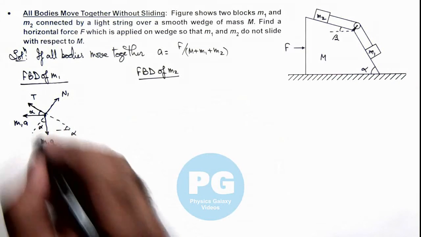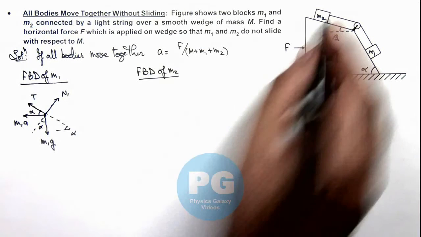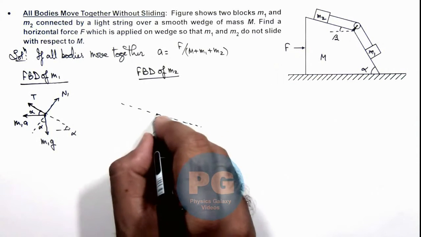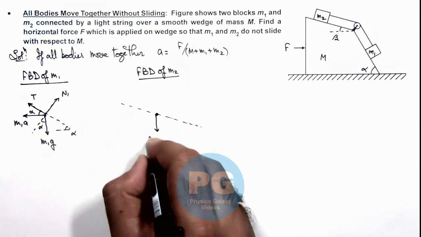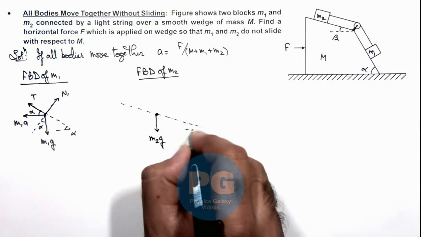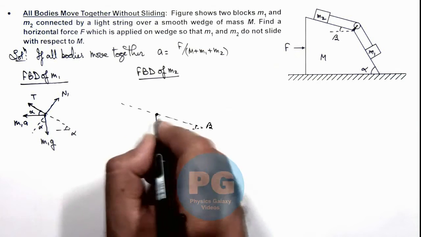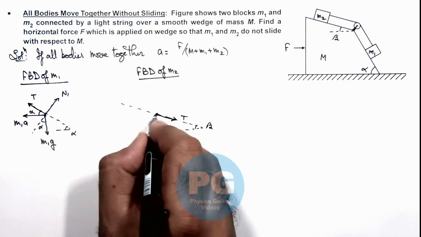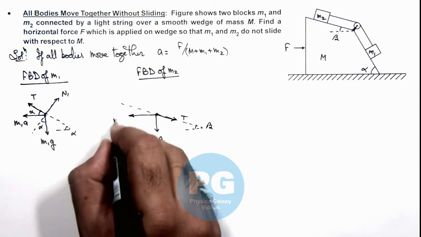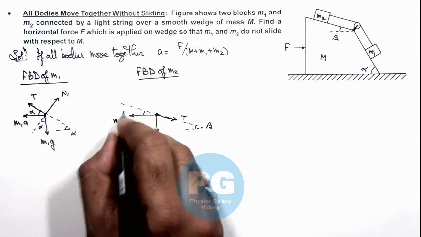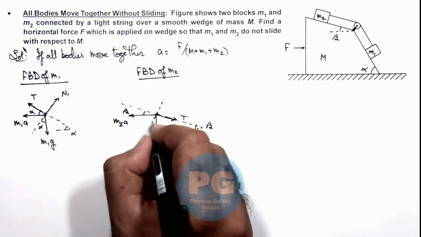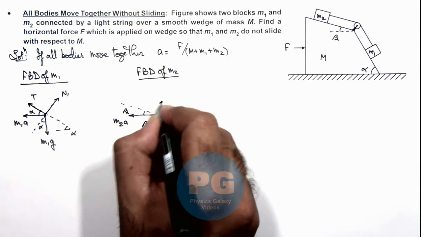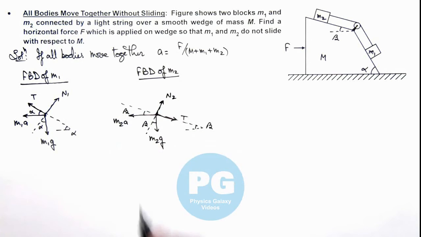The normal reaction will be acting on it, which is N1, normal to the inclined surface. Similarly, we draw the free body diagram of M2, where the slope of the incline is relatively less. It will experience the weight M2g in the downward direction. This slope is beta. The tension acting on it is in this direction, T. The pseudo force is toward here, M2a, at an angle beta. And the normal reaction is also at an angle beta, acting normal to this incline, which is N2.